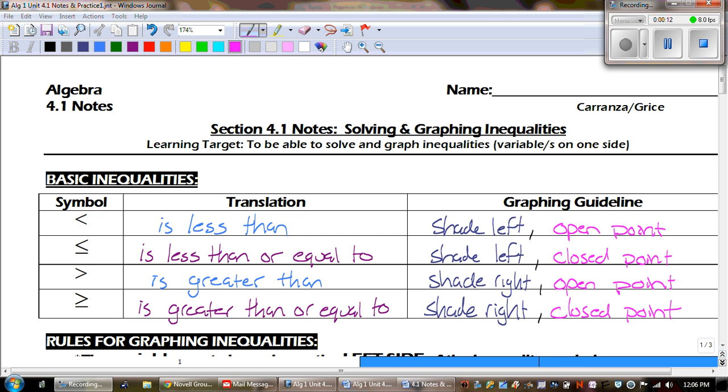Today we're talking about solving and graphing inequalities. Our learning target today is to be able to solve and graph inequalities with variables on one side.